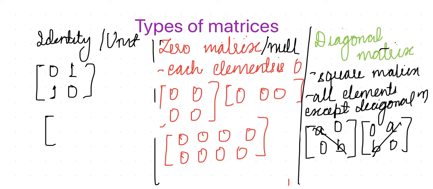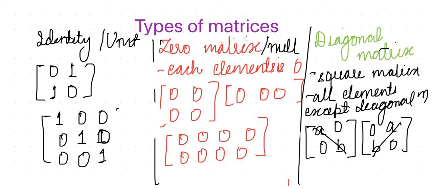Or else I can write it like this. If I want to take an order 3, then this is 1, 0, 0, 0, 1, 0, and 0, 0, 1. So this is an example of a unit matrix wherein you can see the diagonal elements are equal to 1. Okay, so these are the types of matrices which are there.